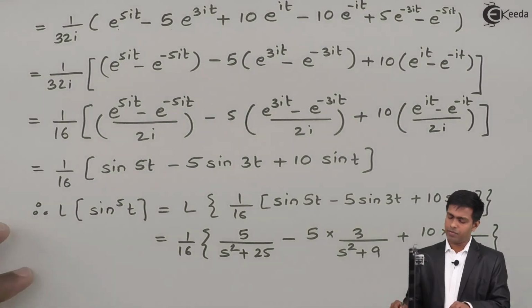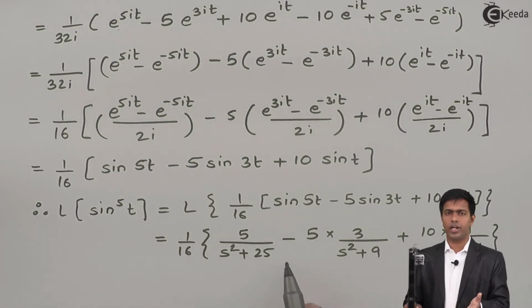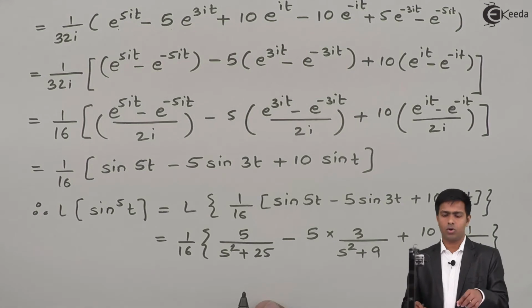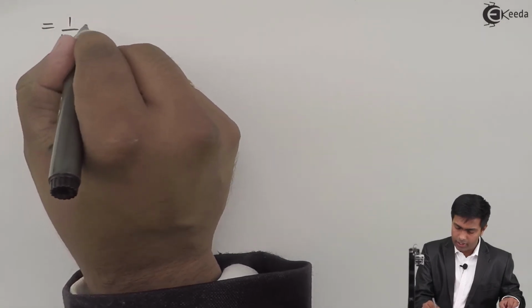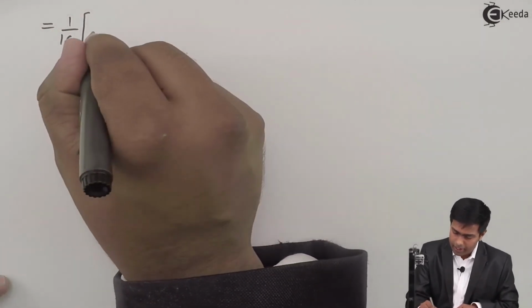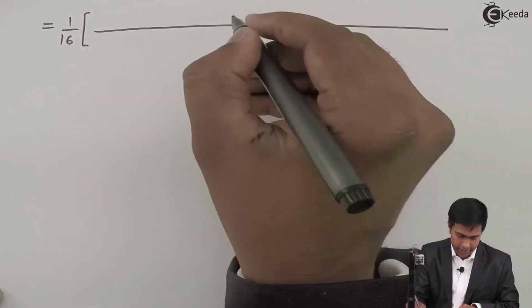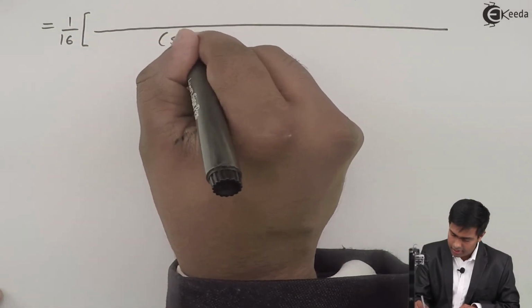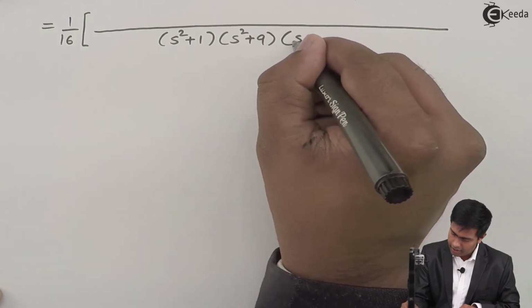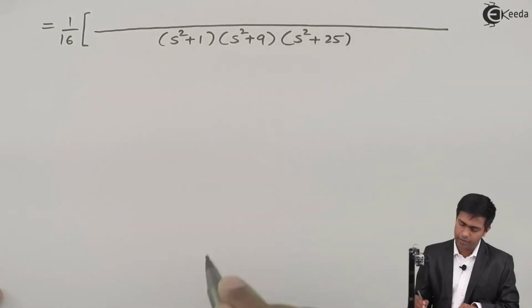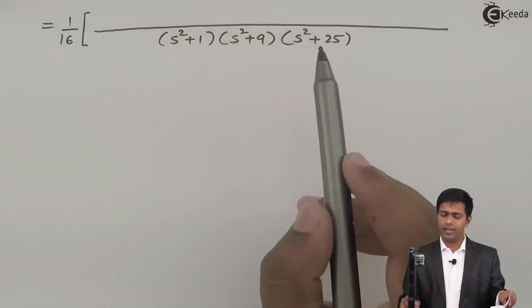So here the LCM of these three terms is s square plus 25, s square plus 9 and s square plus 1. So here we'll keep the 1 by 16 outside. Inside the bracket, I'll take the LCM, that is s square plus 1, s square plus 9 and s square plus 25. Now I want these three terms in the denominator.